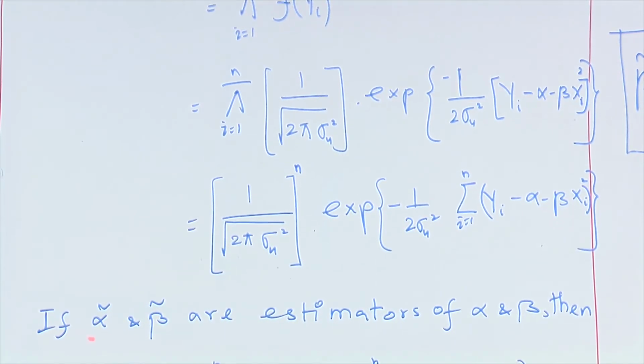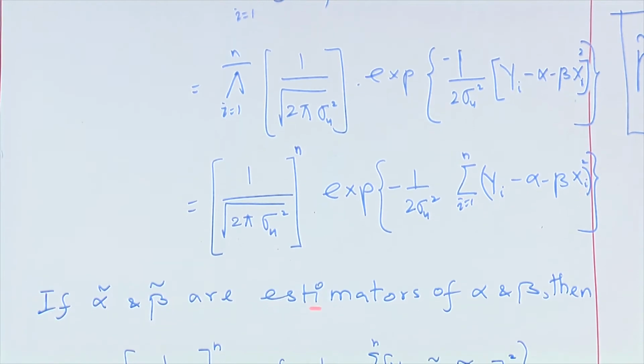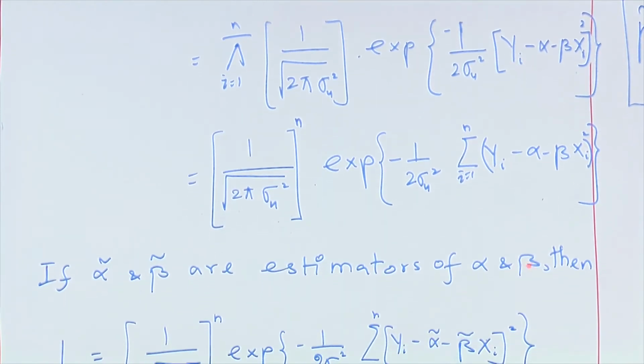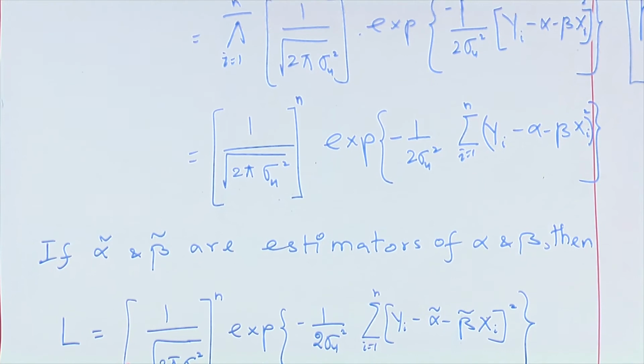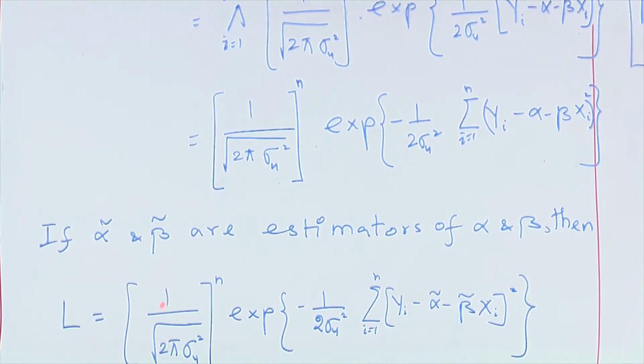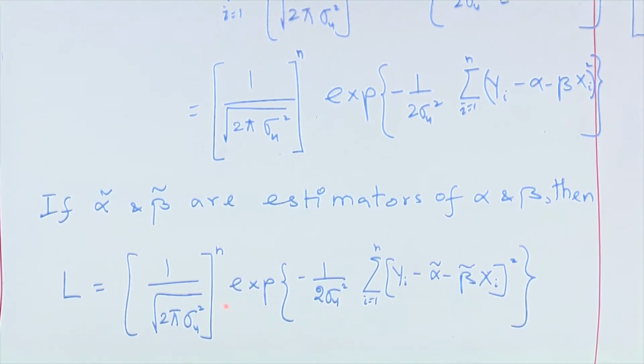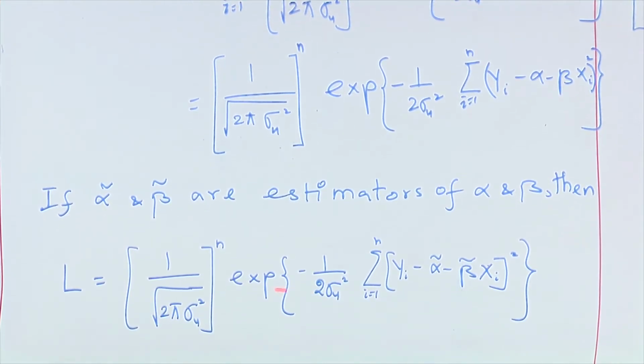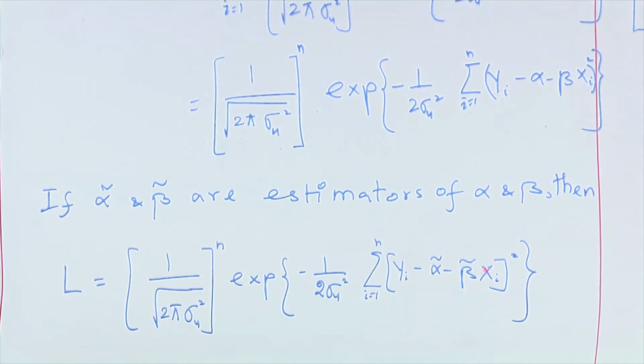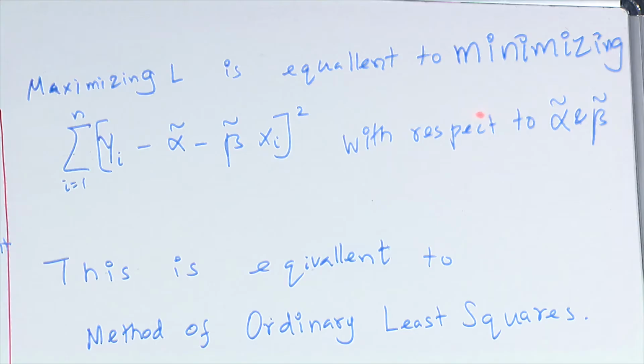If alpha tilde and beta tilde are estimators of alpha and beta, then we may write the likelihood function as 1 by 2 pi sigma u square whole power n exponential minus 1 by 2 sigma u square sigma i varies from 1 to n (yi minus alpha tilde minus beta tilde xi) whole square.